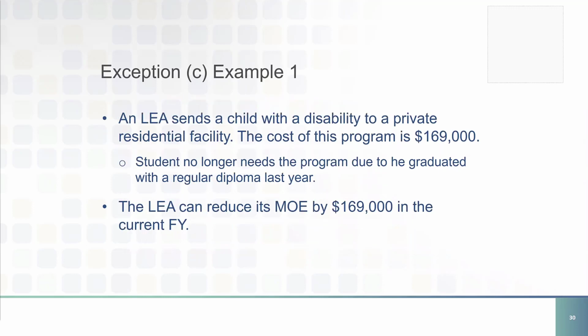Here are two examples, both related to PPT placements. In this first example, the LEA was sending a child to a private residential facility in accordance with the child's IEP for $169,000. And he graduated last year with a regular diploma. The LEA can reduce its level of effort by the total amount of $169,000. In this example, the $169,000 amount can be deducted from the required LEA MOE levels. Let's look at another example.